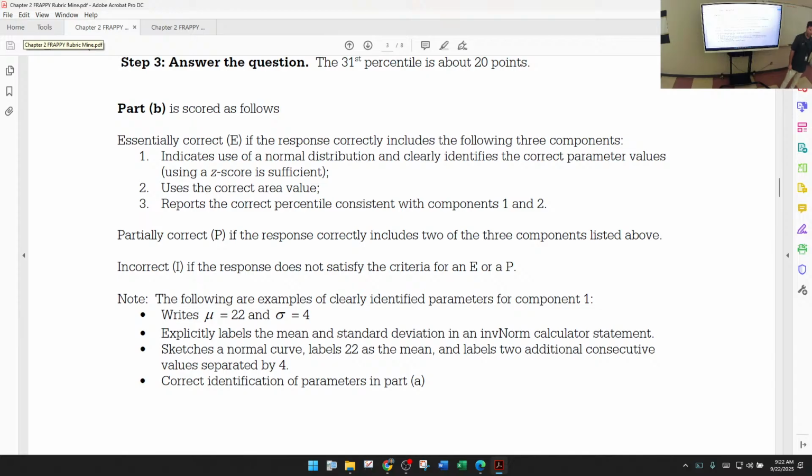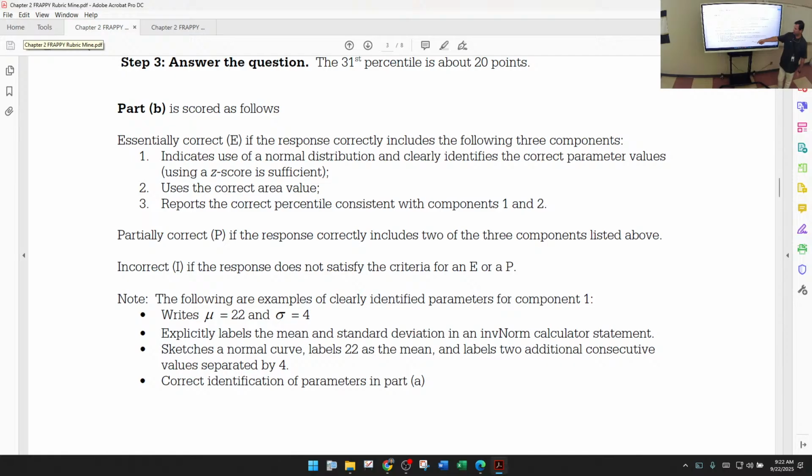Most of the time, that's going to get you close to a P right there. Uses the correct area. If you shade it in to the left, you're going to get a P just by doing that without even finding the answer. Then, of course, the 3 is defining the answer consistent with components 1 and 2. Partially correct if you only did 2 of those 3. Incorrect if you did not.